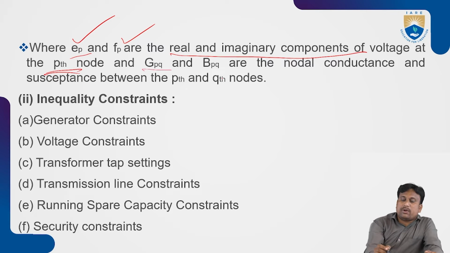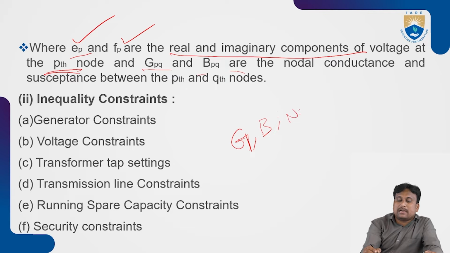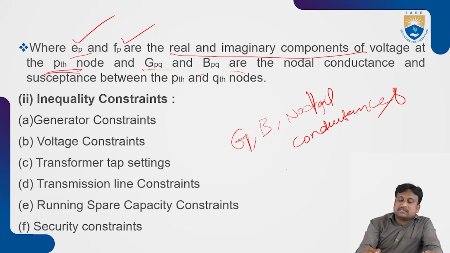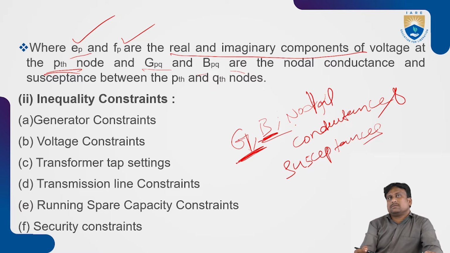And GPQ and BPQ are the nodal conductances and susceptances, where G is the nodal conductance and B is the nodal susceptance. This will be derived from real and reactive power coefficients.